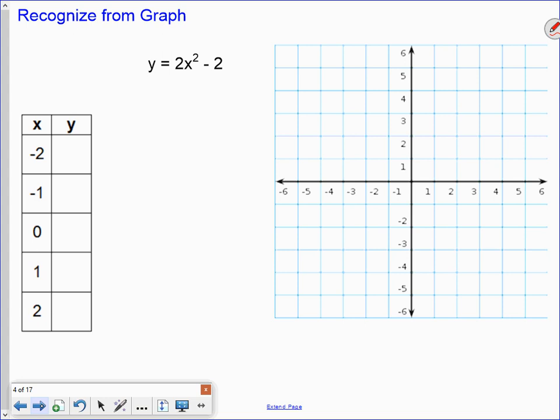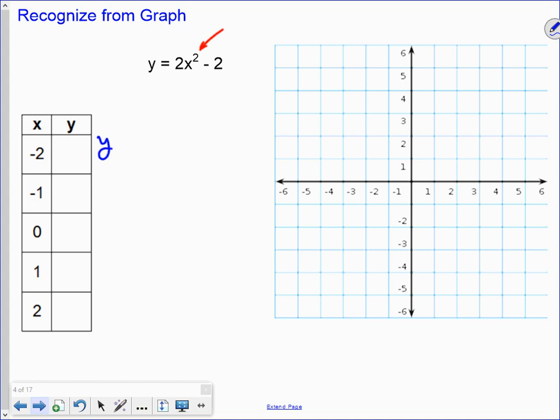We can also recognize them based on their graph. Okay, so obviously here we have a quadratic relation, y equals 2x squared minus 2. We know it's quadratic because of that power of 2 on the x. We're going to go ahead and graph this quadratic relation. Okay, so I'm going to take each of these x values in our table, I'm going to sub them into the equation and find the y values.